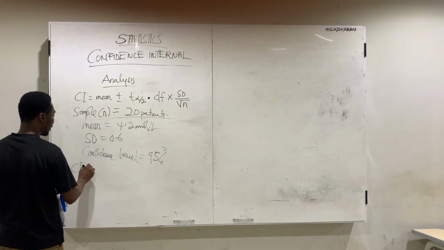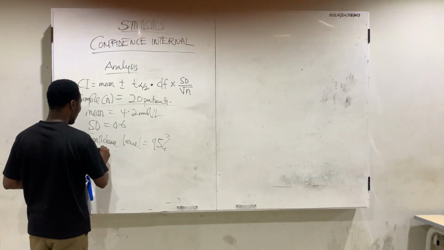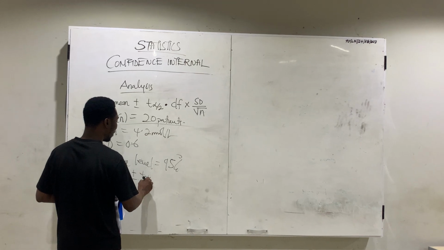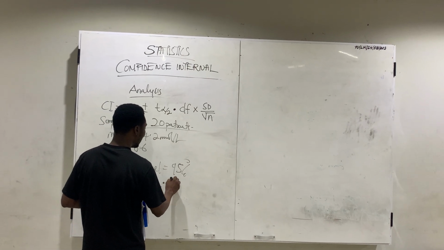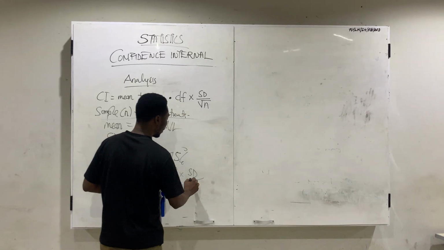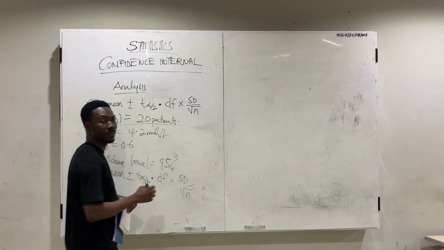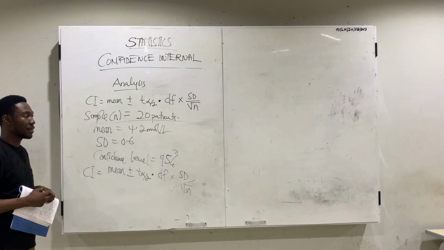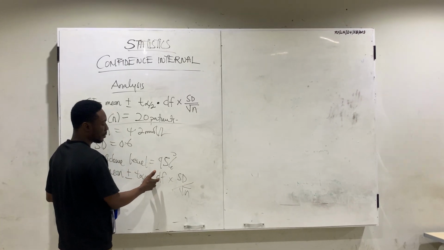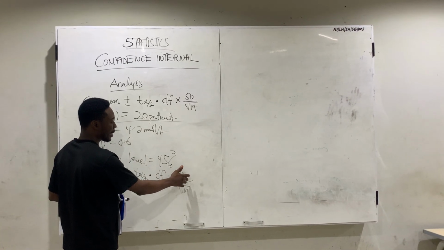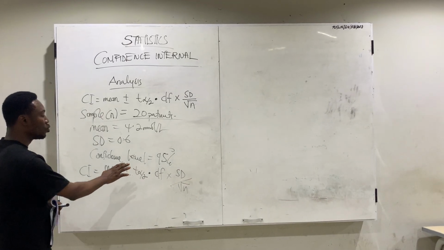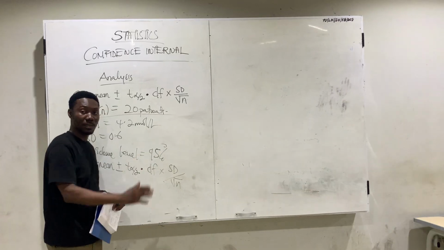CI is equal to mean plus or minus t alpha over 2 by df, multiplied by standard deviation all over square root of n. Then you write the formula nicely: mean plus or minus t alpha over 2 by df multiplied by standard deviation all over square root of n. The same principle here, you do the standard error first.